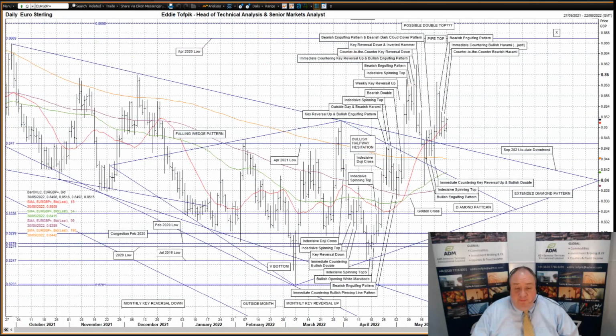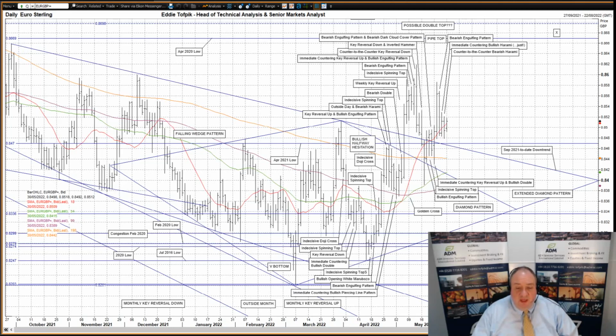Euro sterling. Further intraday indecision here, with a counter to the counter bearish harami on Friday after the previous session's immediate countering bullish harami, if only just. Still seems the market is not done with the pipe top stroke possible double top formed earlier last week.